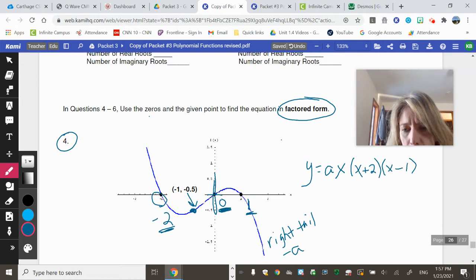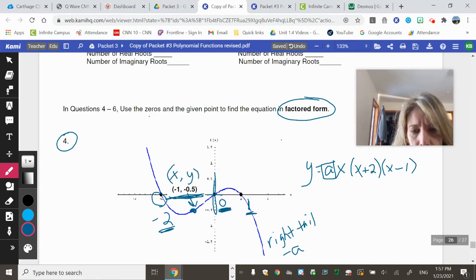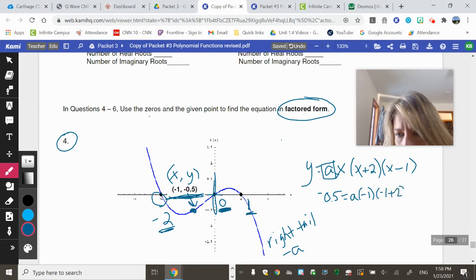All right, and again, our goal is to solve for a. In order to solve for a, we have to have an x-y pair that works in this equation. Well, if this point has to be on the graph, then this is one of the infinite number of points that has to work in the equation. So I'm going to substitute a negative half, or negative 0.5 for y. Okay, a I'm solving for. And for all the x's, I'm going to substitute negative 1. So negative 1 is my x, negative 1 plus 2, and then negative 1 minus 1.